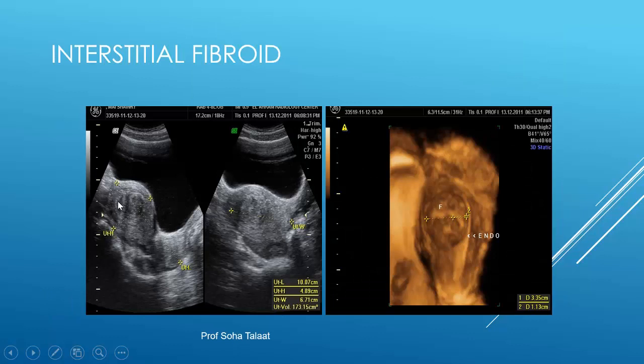This is another fibroid, but here the 2D ultrasound is deceiving, because if we see that plane, you can say that it is intracavitary with the endometrium stretched over it, and it's not the case. When we do 3D ultrasound, you find here the endometrium indented by the fibroid, but here the fibroid less than 50% protrudes inside the cavity.